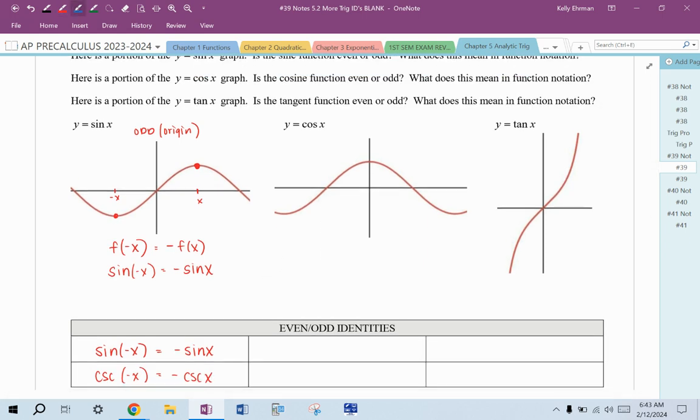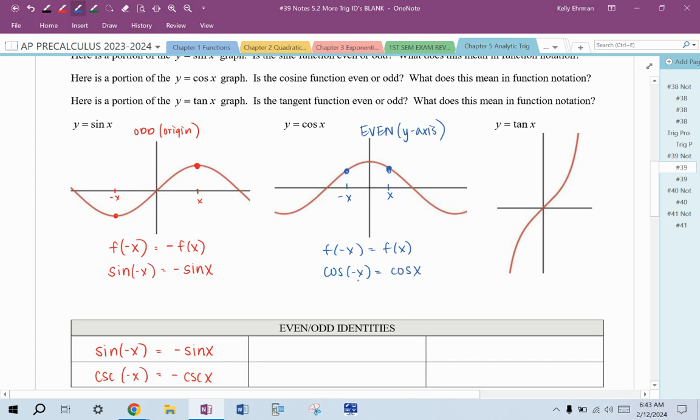Take a look at the cosine graph. Is the cosine graph even or odd? So even, because you have y-axis symmetry. And that means that whether I have negative x or x, I get the same value. So f of negative x is equal to f of x, same height there. And so that means that cosine of negative x is equal to positive cosine of x.